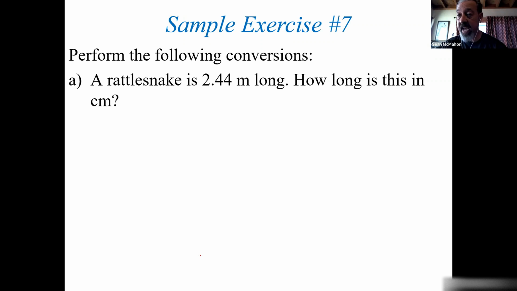All right, so now we want to do some basic conversions, maybe 1 conversion factor at a time, maybe 2, and practice this canceling of units using the conversion factor method, having the denominator have the unit you want to cancel. So you can pull out from your handout, if you have that, sample exercise number 7, and we'll start with this. A rattlesnake is 2.44 meters long. How long is this in centimeters? So what do I want? I want centimeters. What am I given?